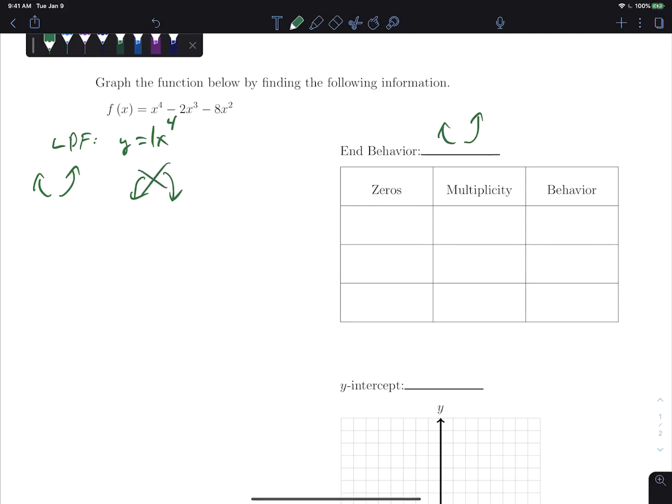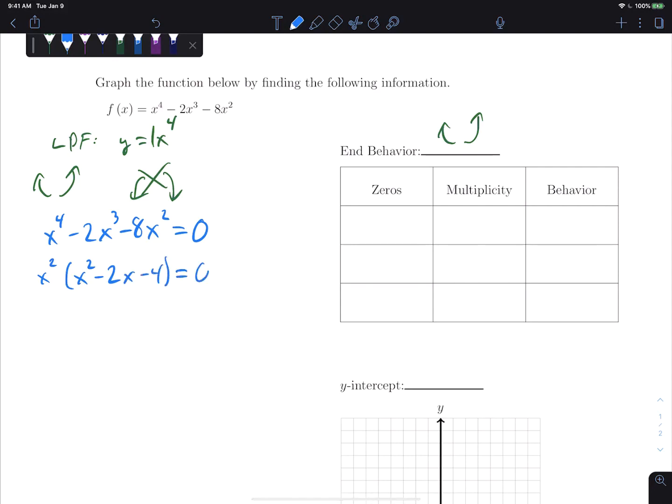To find the zeros, we set the function equal to 0 and solve. So x to the fourth minus 2x cubed minus 8x squared equals 0. Notice that there's a common factor of x squared here. So if we factor out the x squared, we're left with x squared minus 2x minus 4 is equal to 0. Fantastic. Now notice that we need to factor x squared minus 2x minus 4.